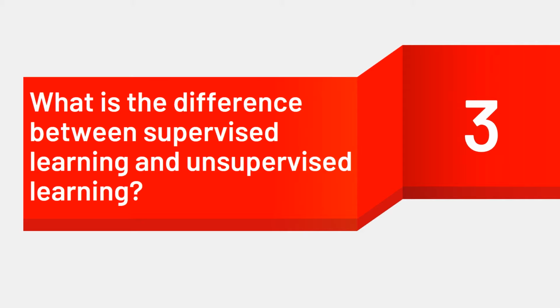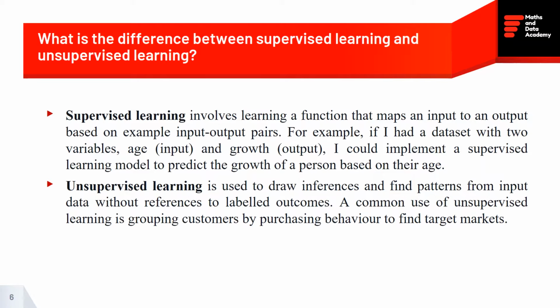What is the difference between supervised learning and unsupervised learning? Supervised learning involves learning a function that maps an input to an output based on example input-output pairs. For example, if I had a dataset with two variables, age, input, and growth, output, I could implement a supervised learning model to predict the growth of a person based on their age.